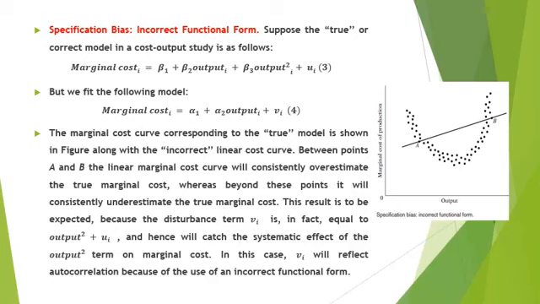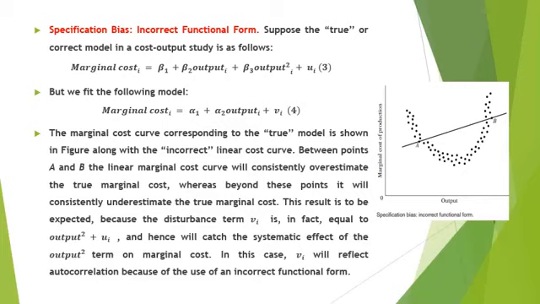But unknowingly, we fit the following model: marginal cost of i is equal to alpha 1 plus alpha 2 output i plus vi. That is, the marginal cost as a linear function of the output. Now let us look at the diagram.